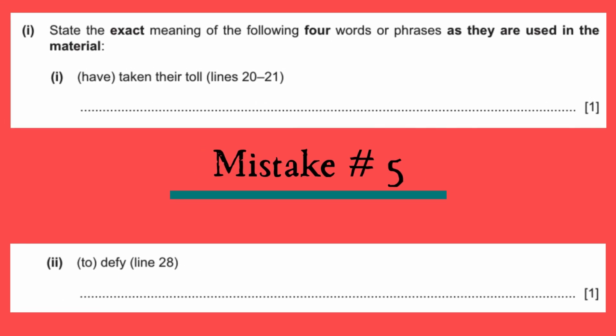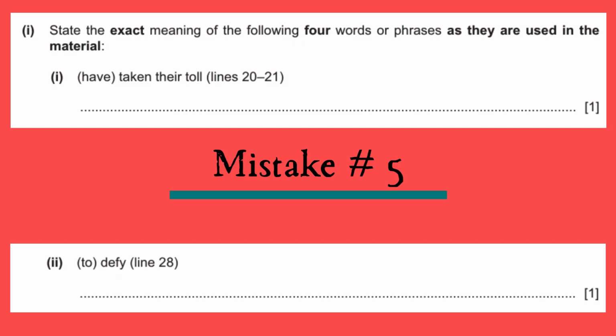Mistake number five, when they ask the exact meaning of the words that are used in the material. For example, here you're not supposed to change the word class or the form. For example, the first one, have taken their toll, is used as a third form. First is take, then took and taken. So when you answer this, you have to write caused damage. You are not saying causing damage. You can't change the form here, right? Or you can say damaged, or had a bad effect. So just remember, you are not supposed to change the form here.